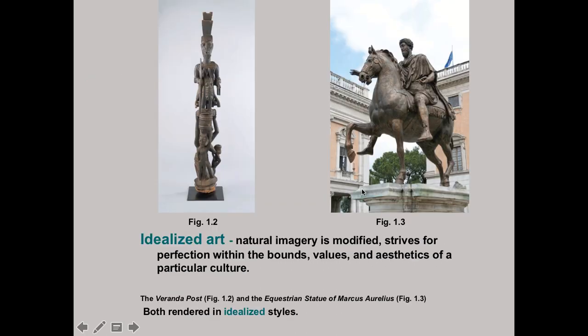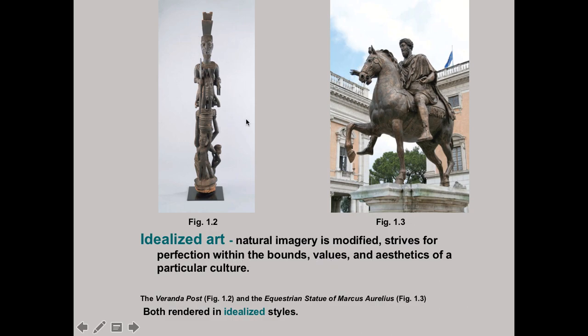Does that make sense? Okay, so I'm going to skip that part. I'm going to go, actually no, this is good. Idealized art. So if we're looking at this, it is stylized or idealized. So it's looking within the culture. What is important in the culture, like the facial features or the posture or the items they would be holding? What is ideal? So that is what we see. It's natural imagery that is modified, and it's perfection within the aesthetics of the particular culture.